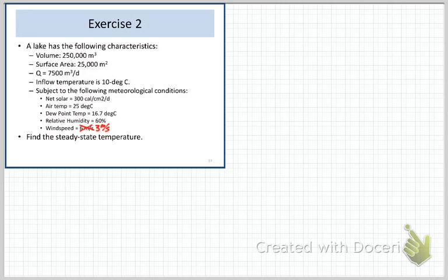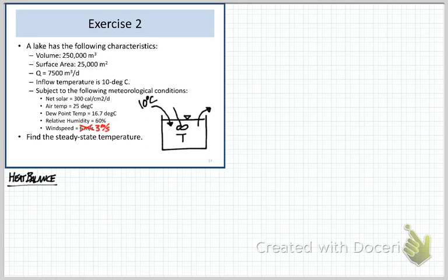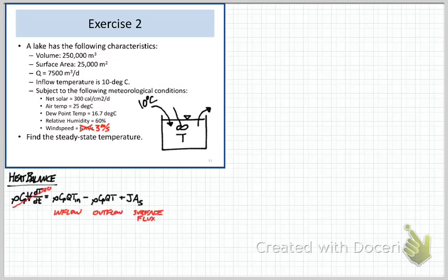In this problem, we're given several characteristics of a pond. The main objective here is to find the steady state temperature. For our simple system, we'll start by writing out the heat balance. On the left-hand side, we've got density times specific heat times volume, dT/dt. On the right-hand side, three terms dealing with inflows, outflows, and fluxes across the surface. Because this is a steady state problem, we'll zero out the left-hand side.